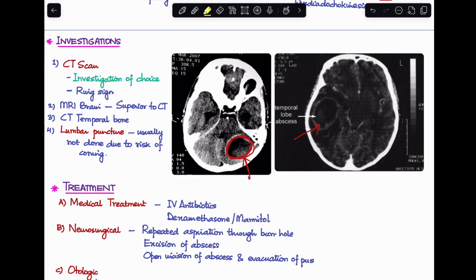MRI is usually more superior to CT. We also perform a CT temporal bone to evaluate the ear disease, and lumbar puncture is usually avoided here because of the risk of coning.